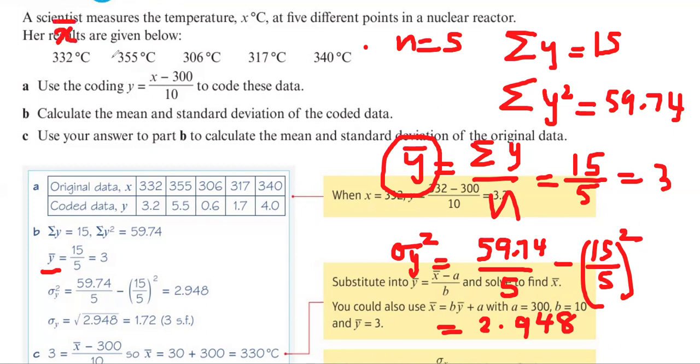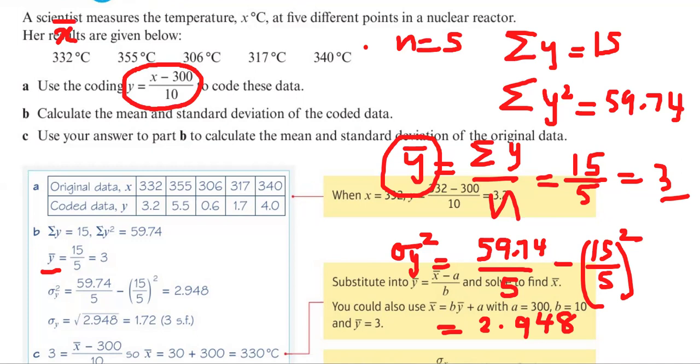Now you want to find x bar. Neshaya, can you tell me how to find x bar? Already you know about y bar. Y bar equals 3. How to find x bar? Y bar equals x bar over 10, yeah. You have to use this one now.